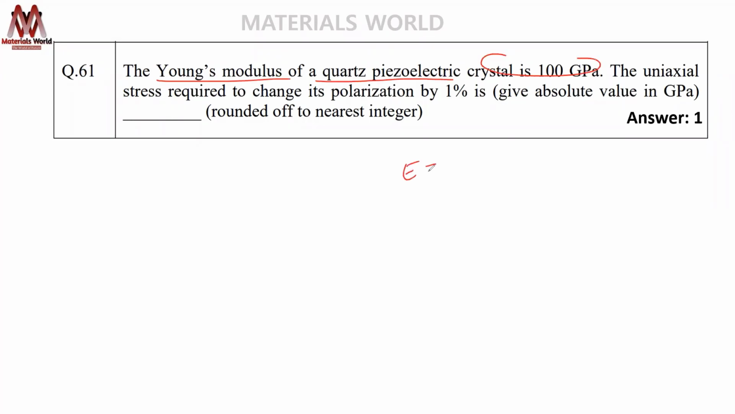So E is given, is 100 GPa. The uniaxial stress required to give polarization by 1%. That means delta P by original P1 into 100 is given as 1. So what is sigma required?